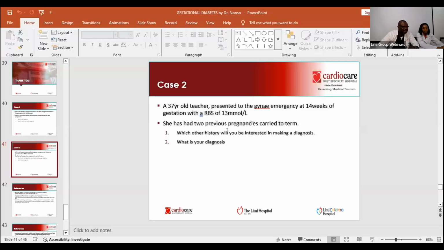Now, which other history would you be interested in to make a diagnosis in this patient? Nobody talked about this history. Which history might we be interested in, in making a diagnosis?